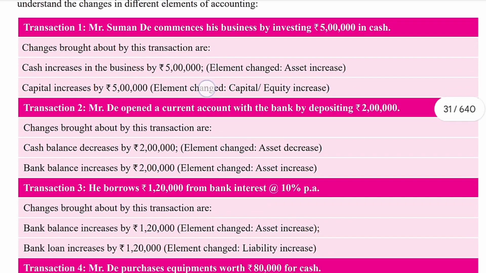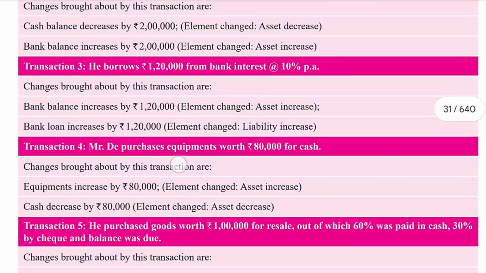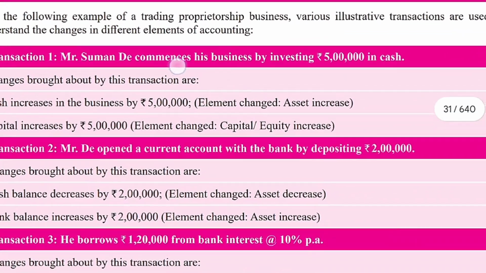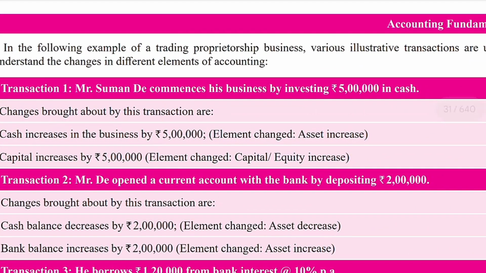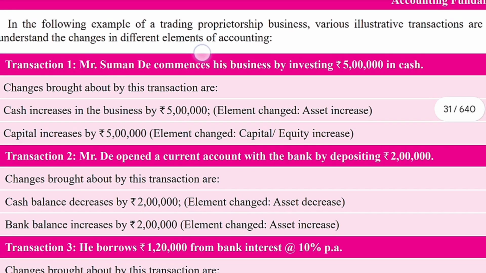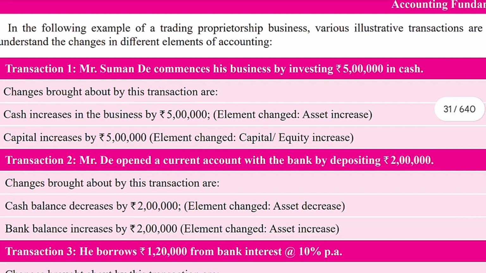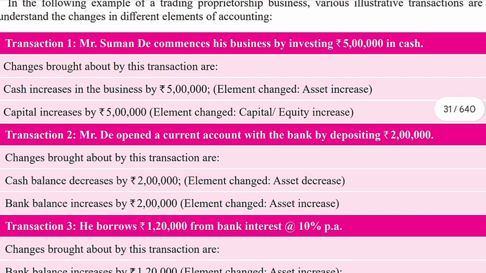So they are actually talking about changes that are happening. Let's say the first transaction. Mr. Suman commences his business by investing rupees 5 lakh in cash. So Mr. Suman is beginning a business by investing 5 lakh in cash. What kind of changes does that bring? Cash increases, right? Into the business he's bringing 5 lakh. So cash increases in the business, asset is increasing, capital is also increasing.